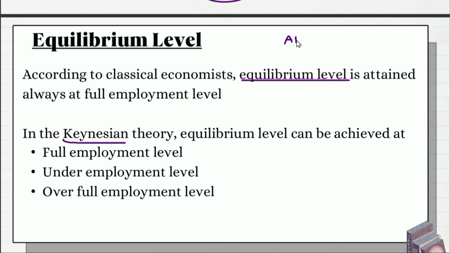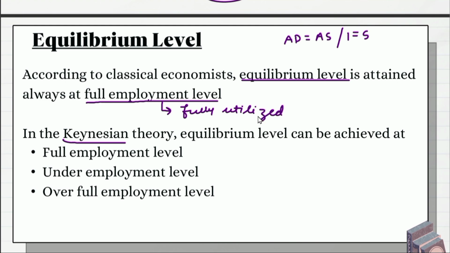When your AD is equal to AS or when your I is equal to S, it is attained that it will always take place at full employment level. What is the full employment level? Where resources are fully utilized. It means there is an absence of involuntary unemployment here. At full employment level, we produce the maximum output.